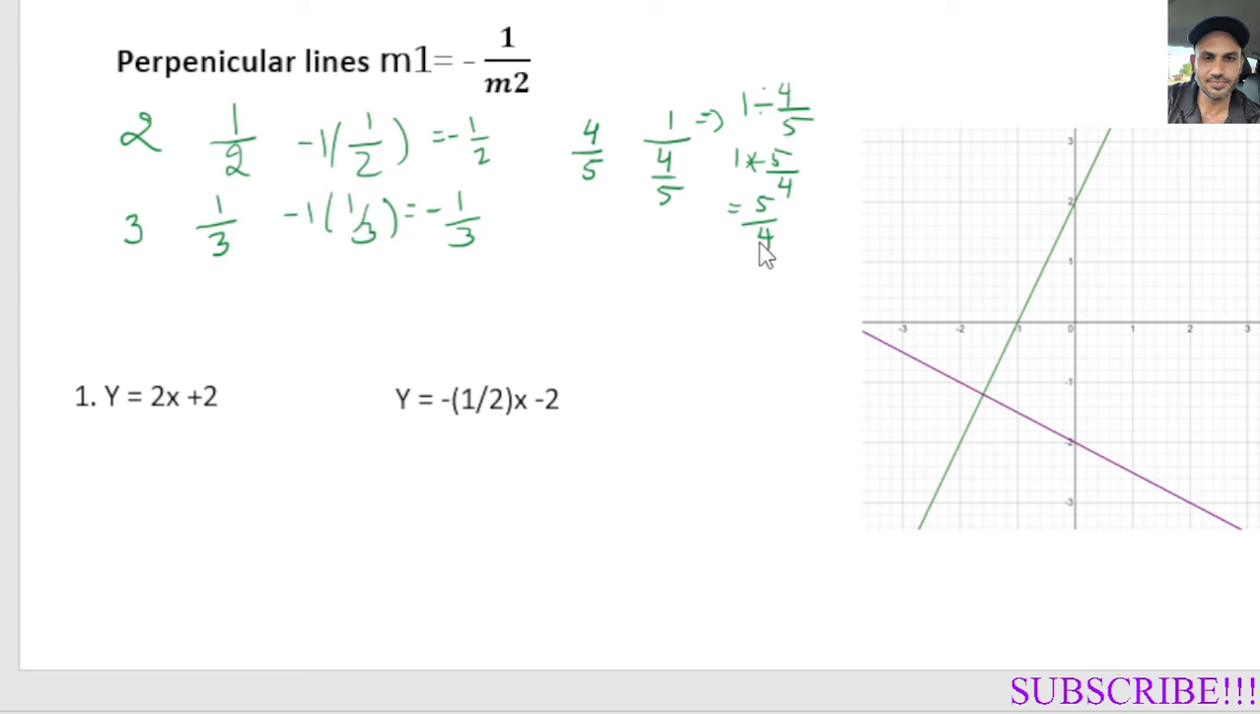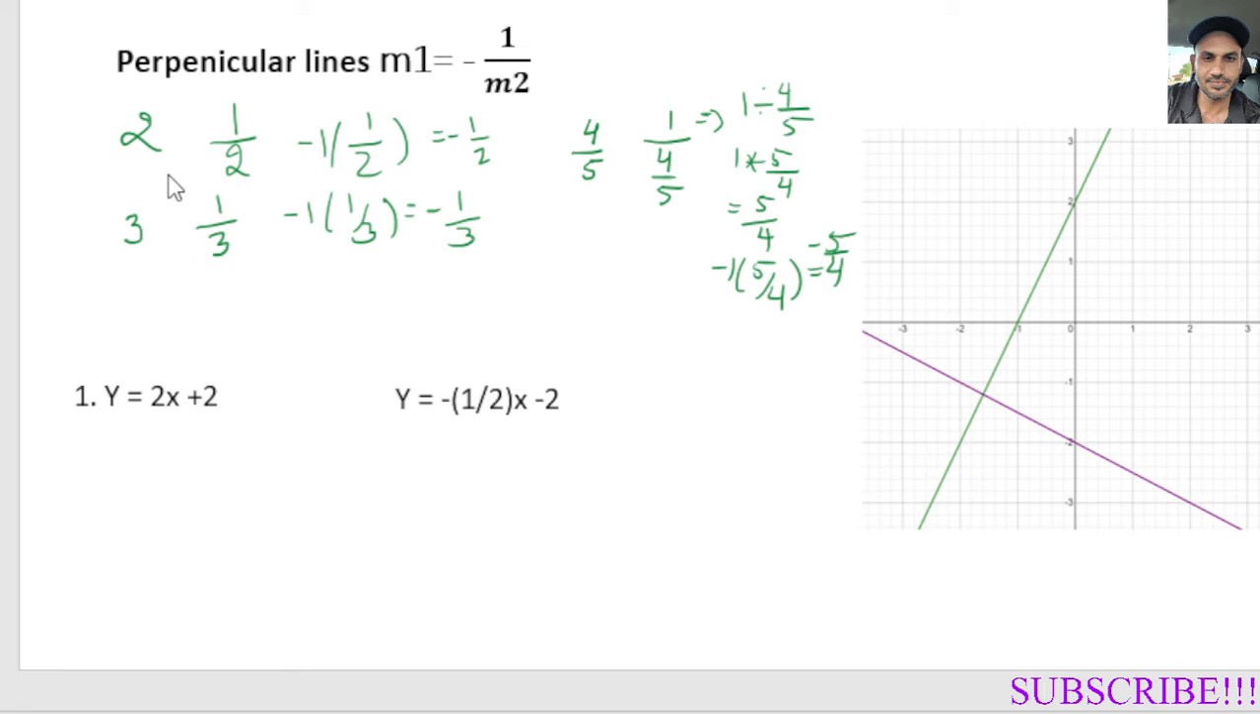And if we want to find the negative reciprocal, we just multiply this by negative 1. So negative 1 times 5 over 4, which is negative 5 over 4. So basically we flip the number when we find the reciprocal. If it was 4 over 5, we flipped it, we got 5 over 4.